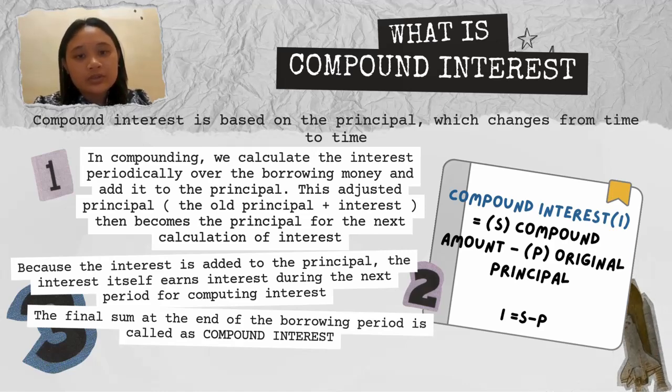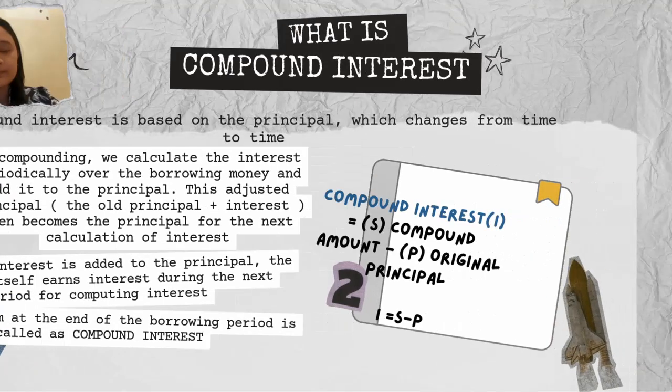This is because the interest is added to the principal. The interest itself earns interest during the next period for computing interest. The final sum at the end of the borrowing period is called compound interest.